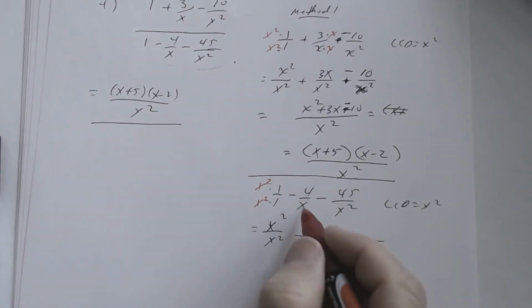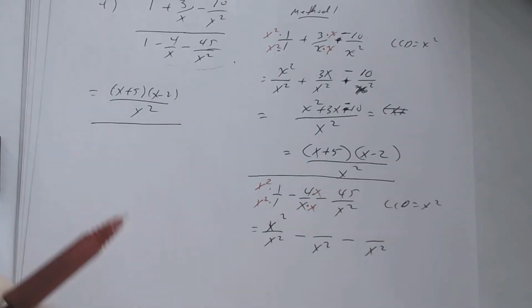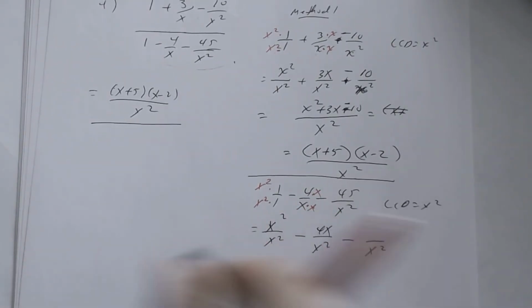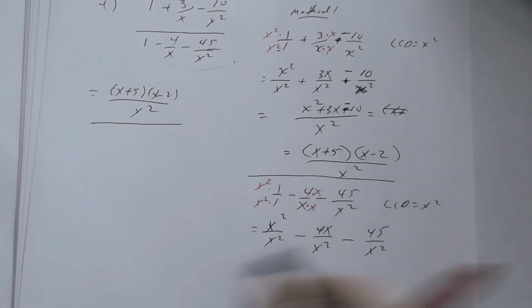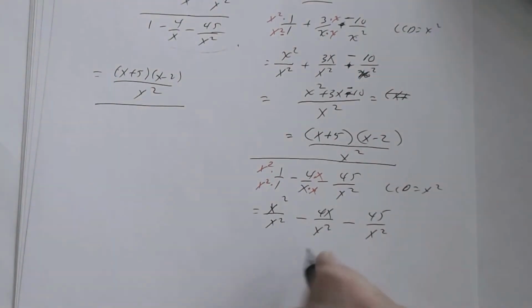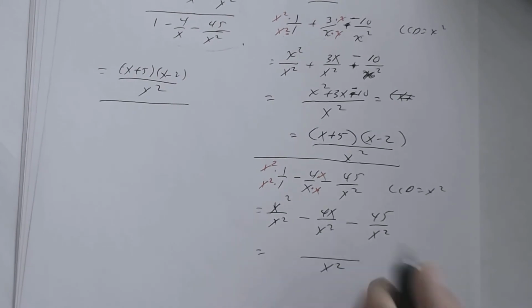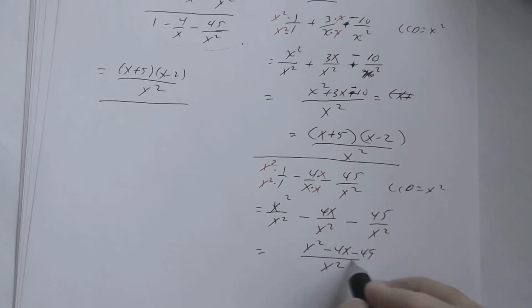Here, I've got to multiply x by x to get x squared, but what I do to the denominator, I do to the numerator. So this becomes 4x. And over here, this is already an x squared, so that means every rational expression is equivalent to itself, so the numerator has to also be 45. And so now I can write this as one rational expression. And so when I do that, I'm going to get denominator x squared. I'm going to get x squared minus 4x minus 45. All right, now let's see if I can factor this.